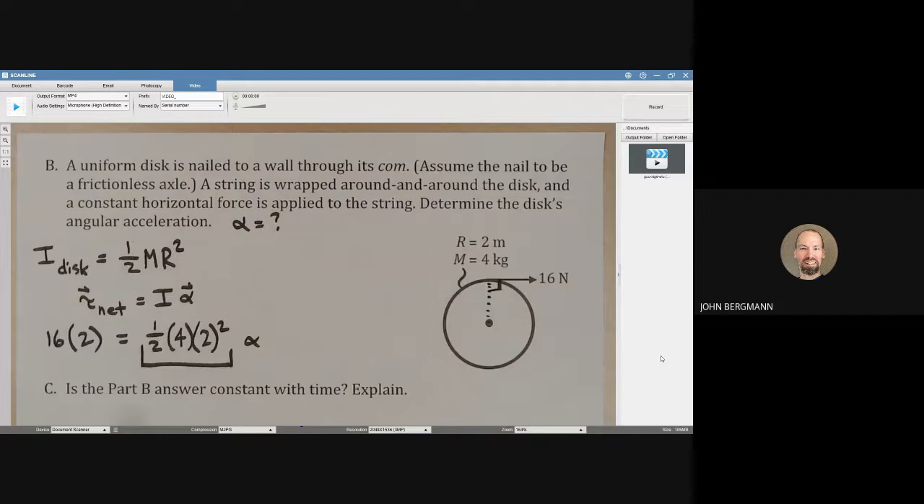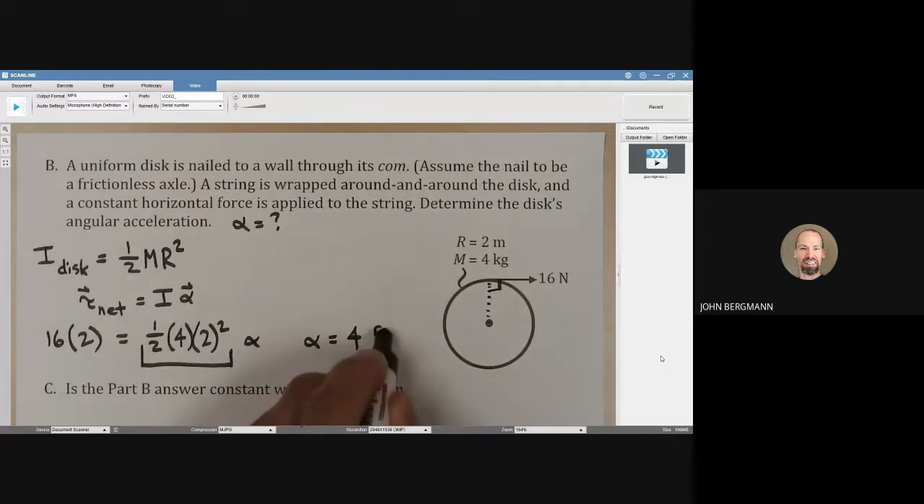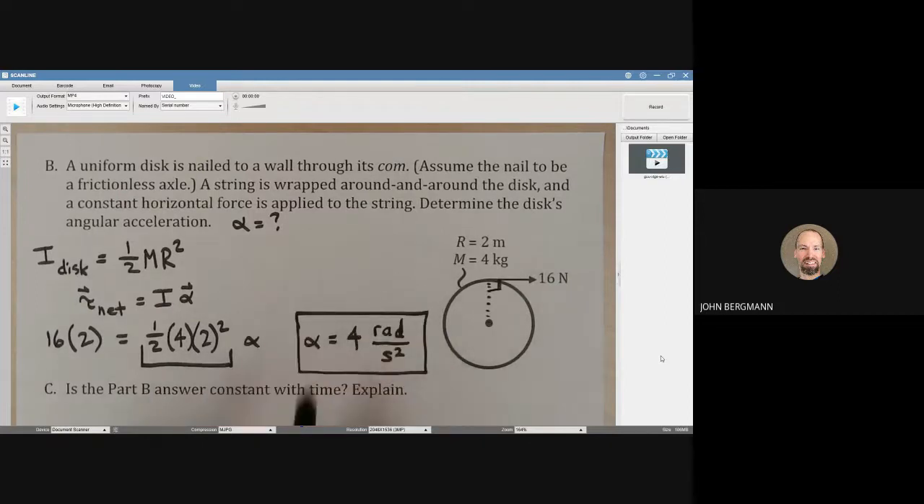Can we do that in our head? What do we get on the right side? The right side we get 8, and here's 32, so I think 4. Alpha is equal to 4. Remember, linear acceleration is meters per second squared. Angular acceleration is radians per second squared.